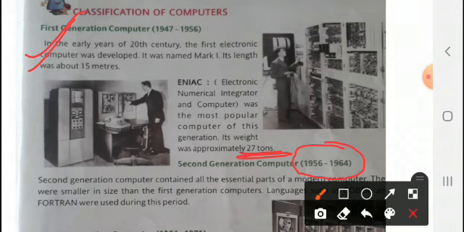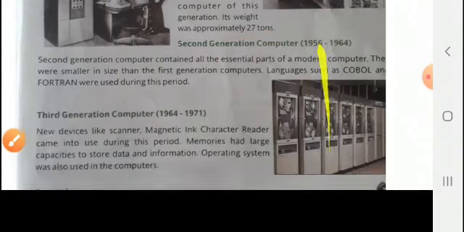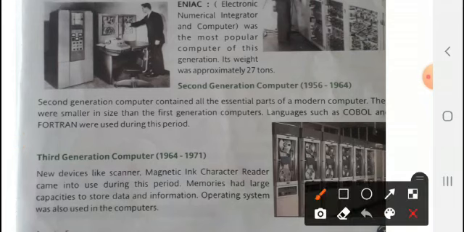Now there is the third generation computer. You can see in the picture also, 1964 to 1971. New devices like scanner and magnetic ink character reader came into use during this period. It means in the third generation computers we used all these things which are used nowadays also. Memory had large capacity to store data and information. Operating system was also used in the computers.